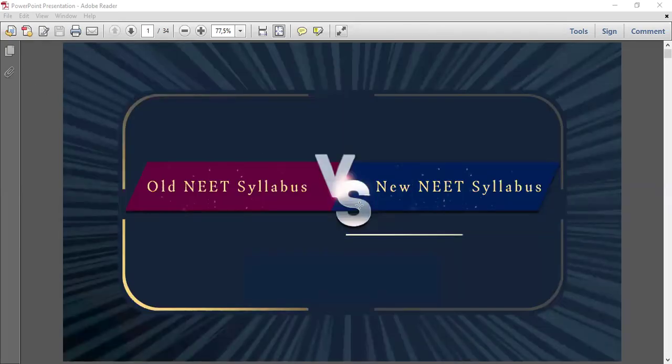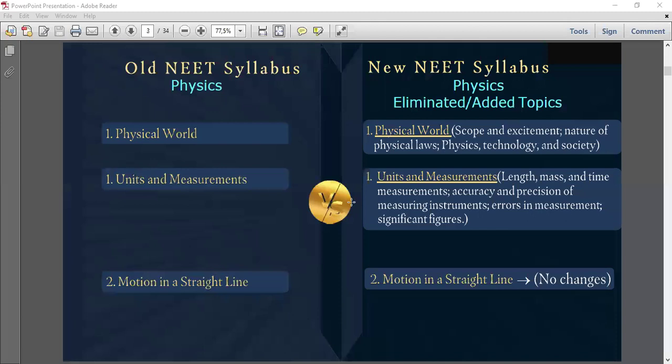So topic wise, we'll see physics, chemistry, and biology. Okay, fine. So first we'll discuss physics. The first chapter is physical world. Here in physical world, nothing was eliminated, so there are no changes. In units and measurements, we need to study length, mass, time, measurement. So these are the topics that we need to study. Coming to the next chapter, motion in a straight line, there are no changes, so we need to study all the topics.